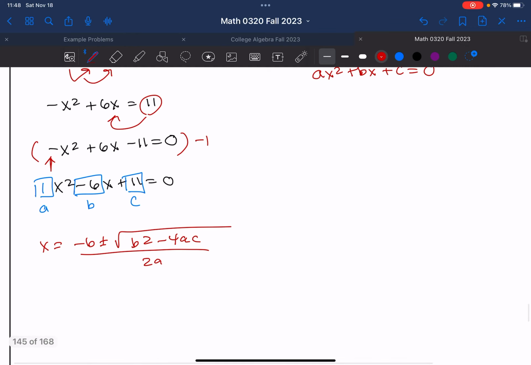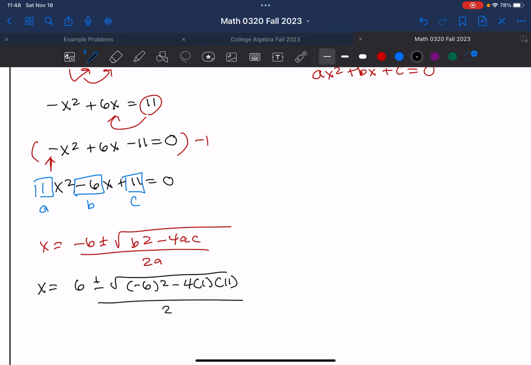And then now we're going to plug everything in. So x is equal to negative b. Our b is negative 6, so it's already negative, so now it's going to be a positive 6. Plus or minus the square root of b squared, so negative 6 squared, minus 4 times a, which is 1, times c, which is 11, all over 2 times a, so 2 times 1.